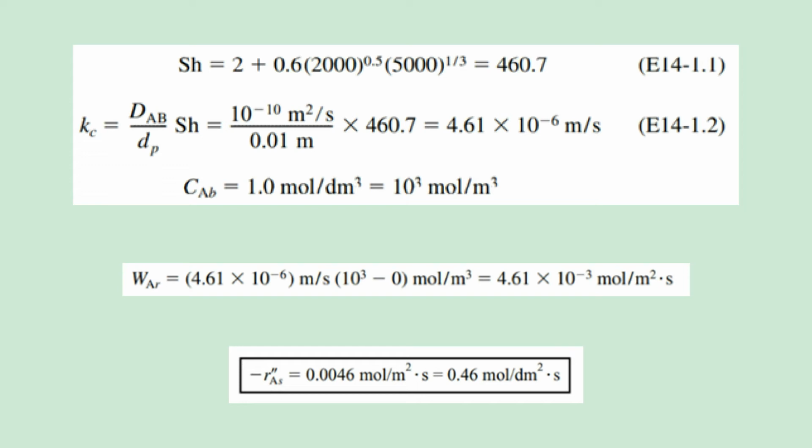Substituting Kc and CAb into equation 14-26, we obtain the molar flux at the surface to be 4.61 times 10 to the power of negative 3 mole per meter squared times second. We know that the radial flux is equal to negative r'As raised to n, and hence we have negative r'As to be equal to 0.0046 mole per meter squared times second, or 0.46 mole per dm cubed times second.